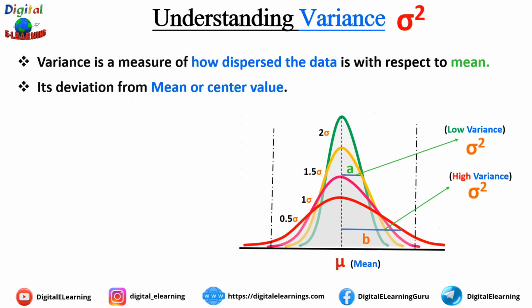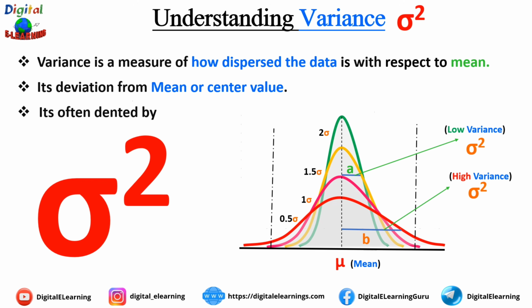On the other hand, when the variance is high, data points are more spread out, making the curve flatter and wider, as you can see in the red graph. This means that there is greater variability in the dataset, which could indicate inconsistency or diverse patterns in the data. It is often denoted by sigma square.